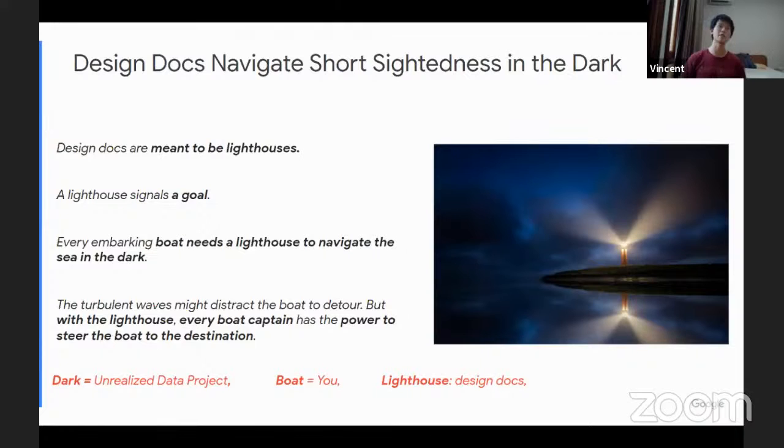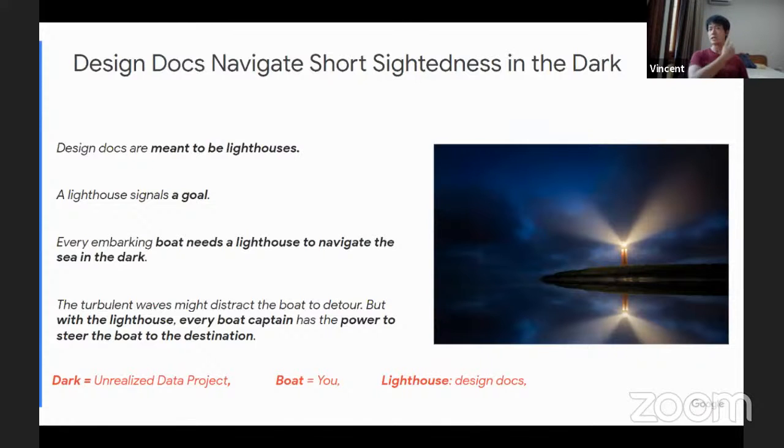and we might have more ideas to improve accuracy, or we want to deliver more impact to our stakeholders, but then it's all in the dark. We don't know which one we should focus on, which one we should prioritize, or what we should dig deeper into to deliver impact. So unrealized data projects are like the darkness itself. And we, as data scientists or data practitioners, always find ourselves in the dark with unclear requirements and unclear expectations. So you, as the boat, need to find the lighthouse.